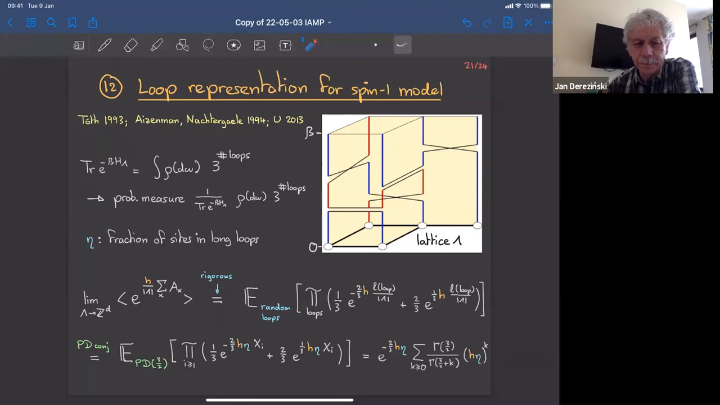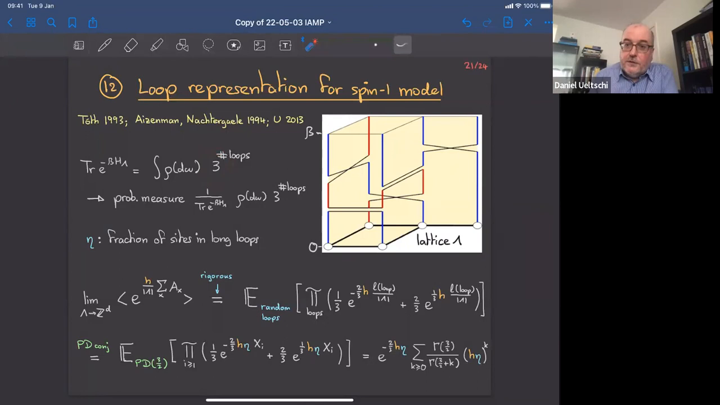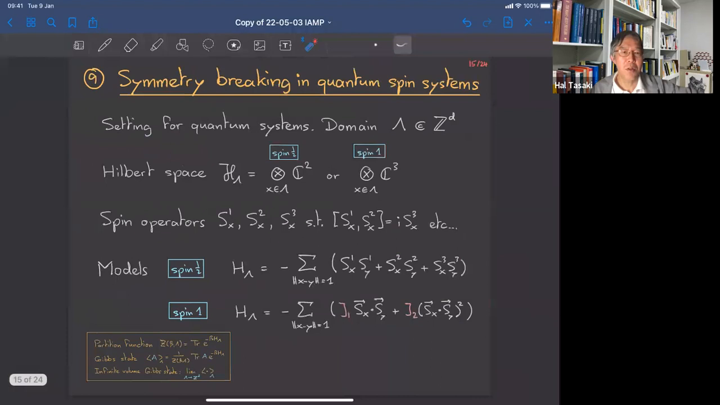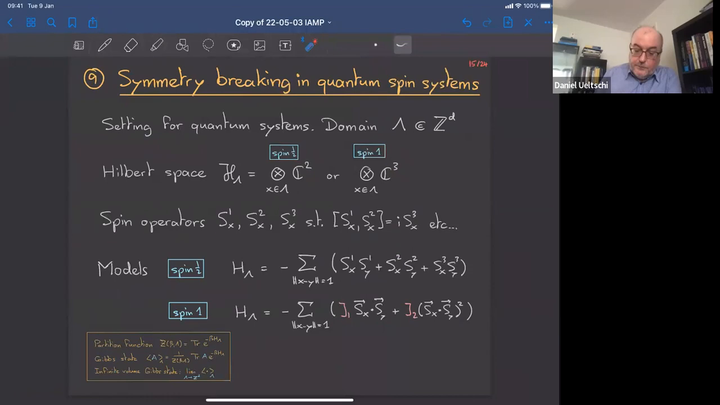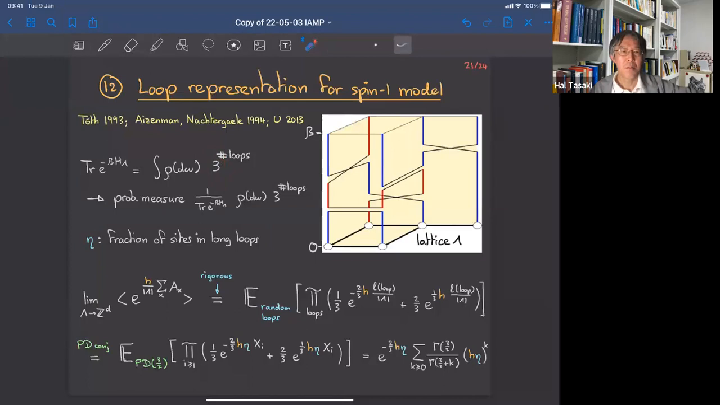Excuse me. Is this factor 3 or 2 related to spin, like 2s plus one? Absolutely. This is 2s plus 1, so it's also the dimension of the Hilbert space, as it turns out. So you get this 2s plus 1 factor for these SU(2) invariant Hamiltonians. Yes. This is something which immediately occurs in the loop representation. For certain models you can also have loop representations with 2s plus 1 to the number of loops. So this can be made arbitrarily large if you're interested in high spins.